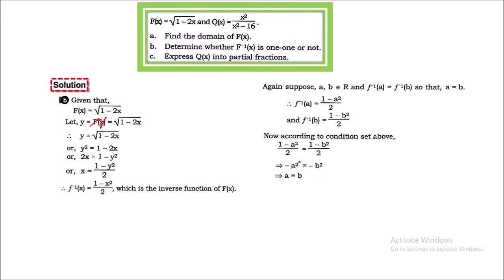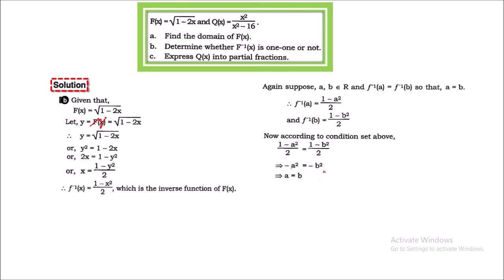This 2 and 2 will be removed. So 1 minus a square equals 1 minus b square. From both sides that 1 will be removed. So minus a square equals minus b square. If I multiply both sides by minus 1, then it will be a square equal to b square.